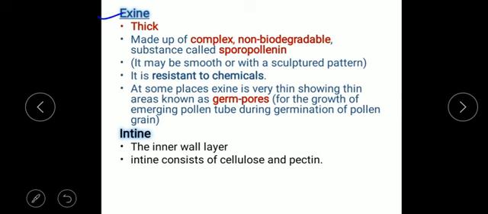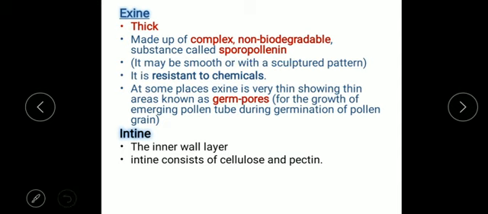The exine, which is thick and sculptured, is made up of a complex non-biodegradable substance called sporopollenin. Sporopollenin is a substance which is again a carbohydrate, but you have to remember one very special thing about sporopollenin: it is made up of a highly cross-linked polymer which is stable, so it is not easy to degrade. They are non-biodegradable basically.